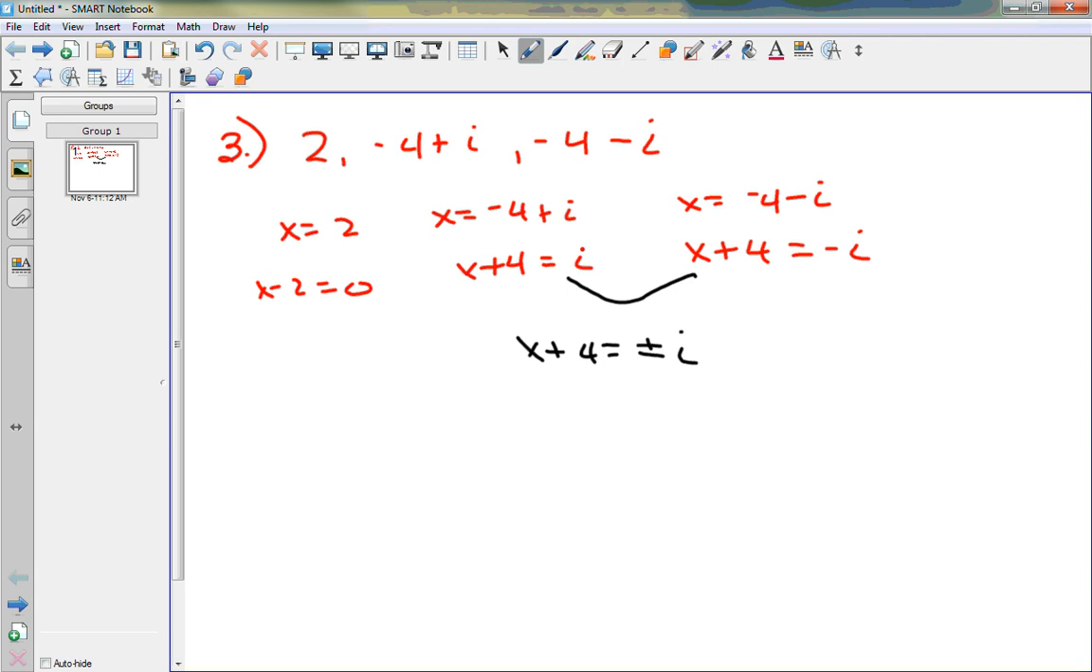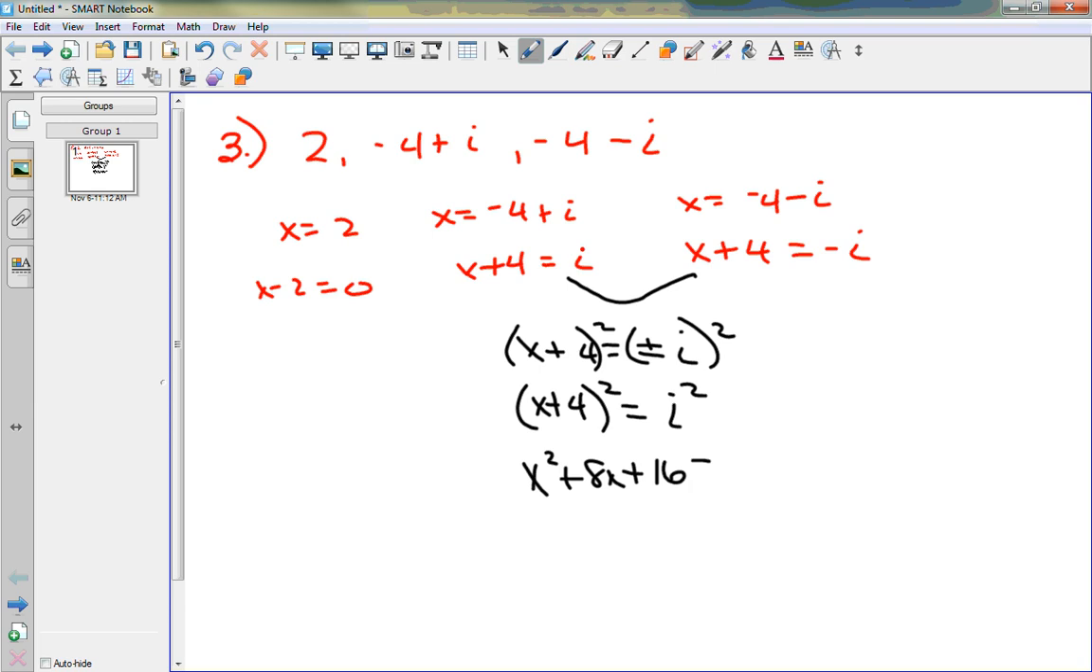These two can come together as x plus 4 is equal to plus or minus i. How do I get rid of that plus or minus? Square it. So if I square both sides, I'm going to get x plus 4 quantity squared is equal to i squared. What is x plus 4 quantity squared? Well, that's going to be x squared plus 8x plus 16 is equal to -1. Why is that equal to -1? Because i squared is -1.